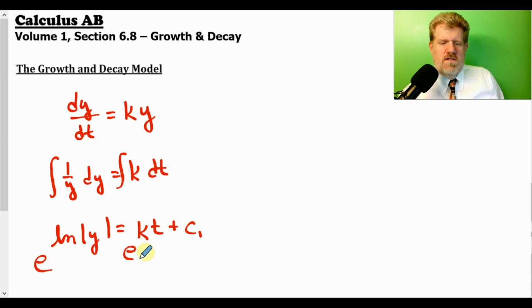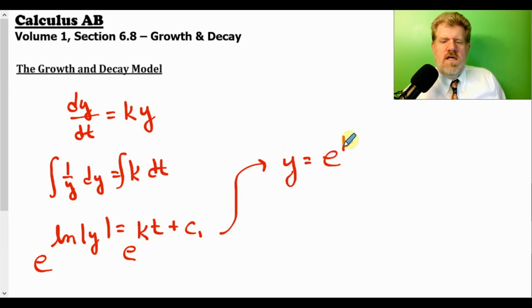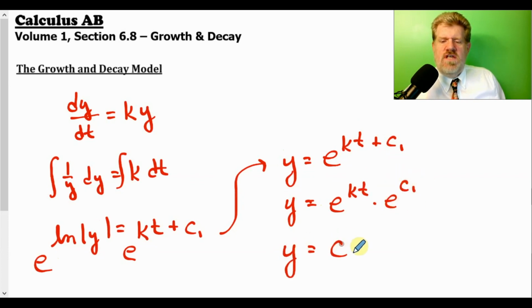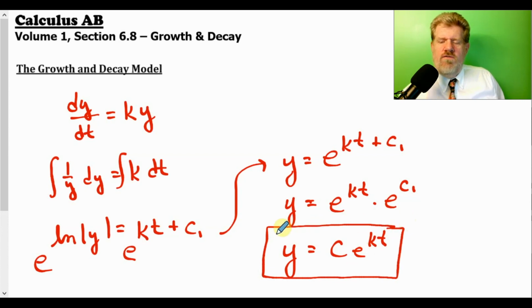The inverse is e, so let's see what happens when we get that. So this is y equals e to the kt plus c sub 1. And as we talked about in the last lesson, when we add the exponents, it's the same as multiplying their bases. So we're going to call e to the c1 just a giant capital C. And now we have the exponential growth and decay function. Formula, we really should call it.